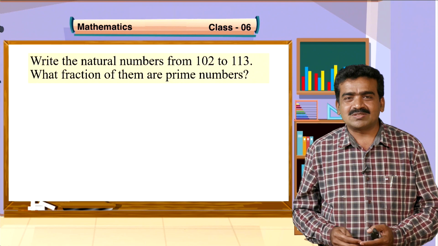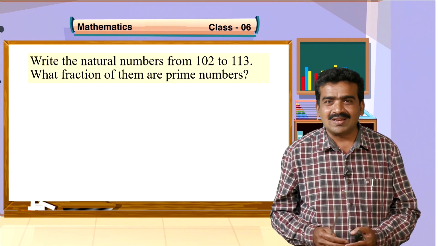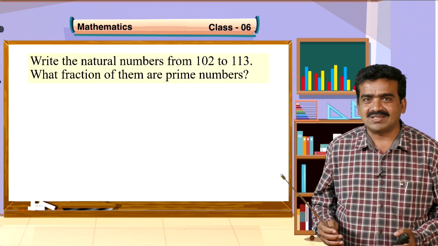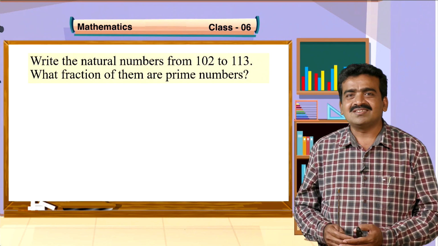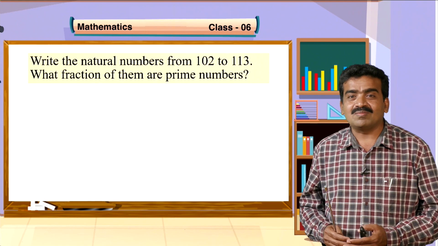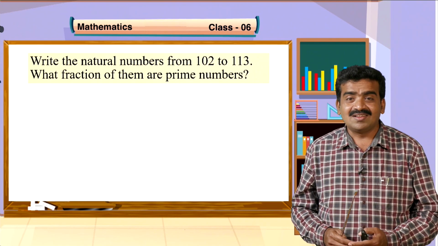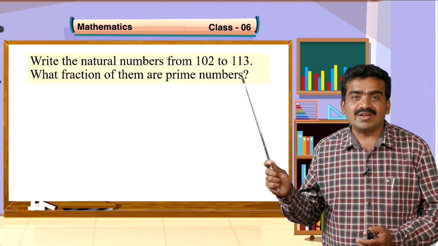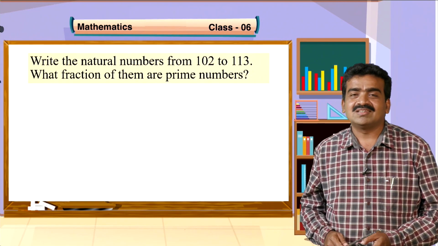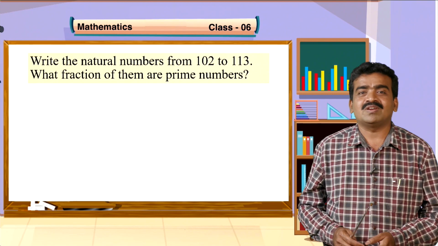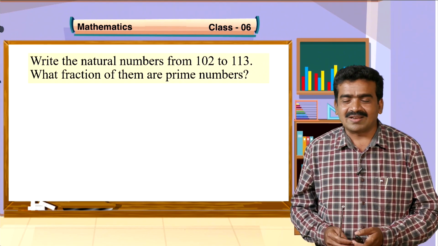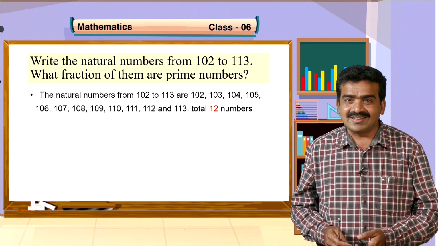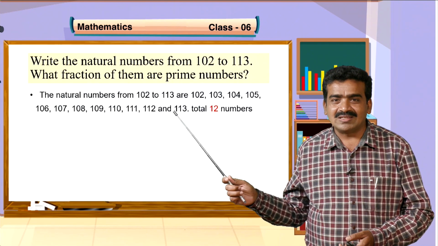So, in the previous problem, we listed from 2 to 12. There we identified prime numbers and expressed them in terms of a fraction. Here we have to list the numbers from 102 to 113, find the prime numbers, then express them as a fraction. Yes, come on, write down the numbers from 102 to 113. Are you writing it? Yes, come on, my dear student, please write down.